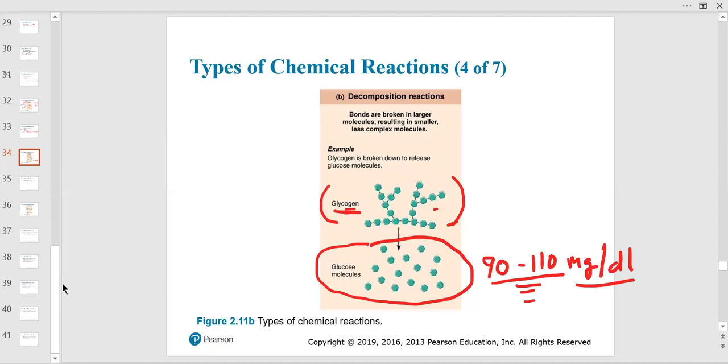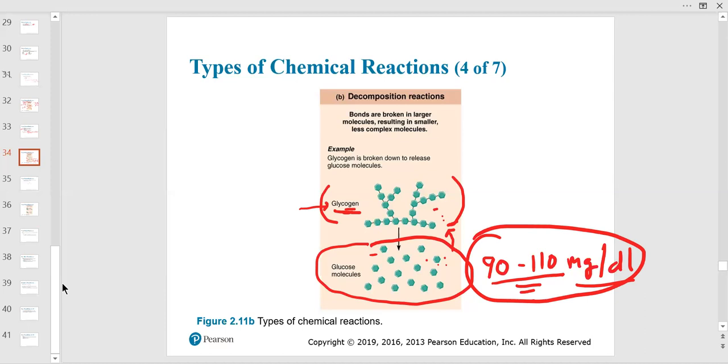So if we went the other way, if we built up the glycogen, that would be anabolic, and that's dehydration synthesis, going from monosaccharides or monomers, we call them in general, to polymers, a polysaccharide like glycogen. And we store glycogen in our liver and our skeletal muscles, just in case we need glucose to get into our blood to make it homeostatic. So there is a reason we study these chemical reactions.